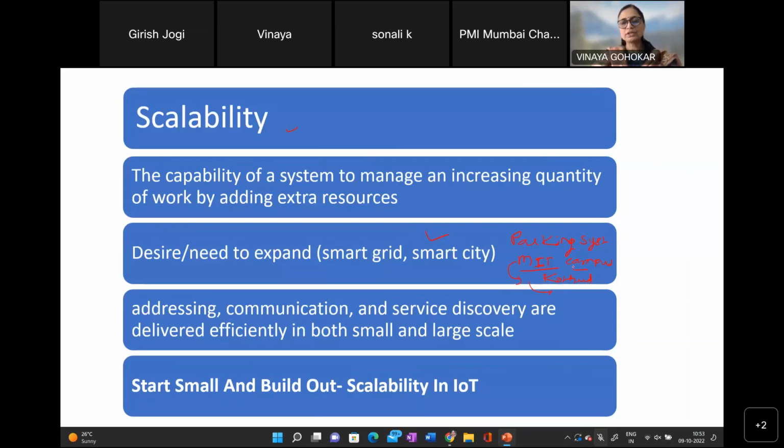In this way, whatever solution you provide, as it is said, initially you start small and then build out, going on to increase the size. But while building the small part, I have to think of the big picture. I have to think about whether I'll be able to expand or scale my solution, which is done for a smaller area. So addressing communication or service discovery must be delivered efficiently in both small and large scale.